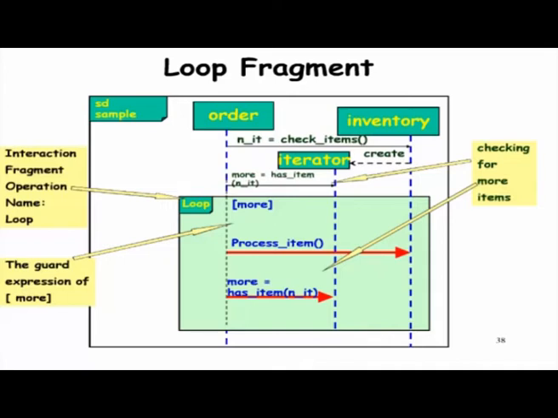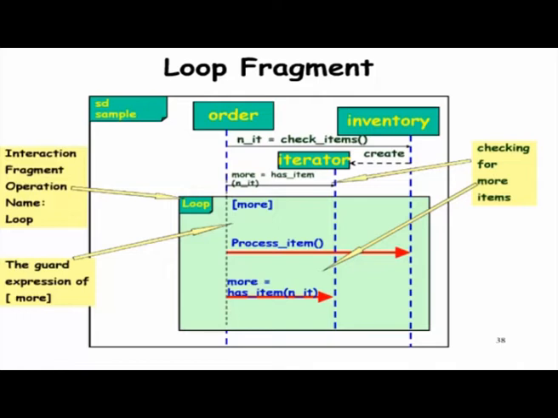The loop will have the loop operator written here and also the conditional. As long as the conditional is true, the loop will continue. So, more is set here, this value. It is calling process item on the inventory, and has item calls on some iterator, and then if it returns more, it continues until more becomes false. So, this represents the iterator pattern, where an iterator object gets created as part of looping.